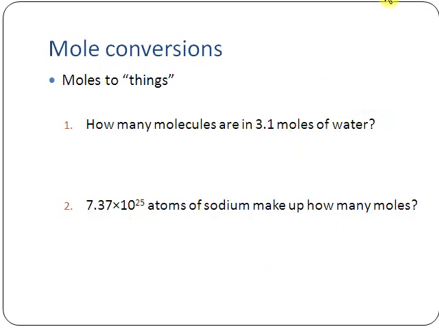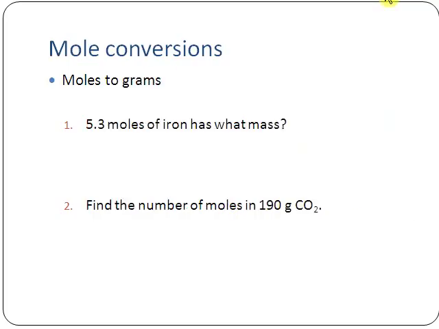So continuing here, what if we wanted to instead convert from moles to grams? So to do that, basically the conversion between moles and grams is going to be the atomic mass, or if it's a molecule, the molecular mass that you get off your periodic table. And so we start off in a very similar way. We start off with the number we're given. So in this first problem we have 5.3 moles of iron has what mass? And so we're going to say 5.3 moles of iron, Fe.